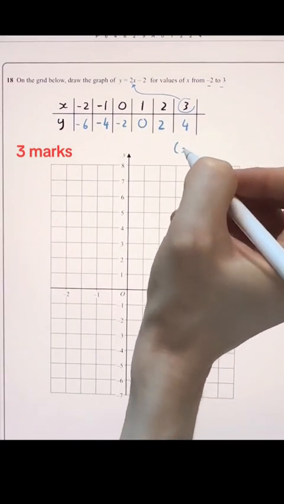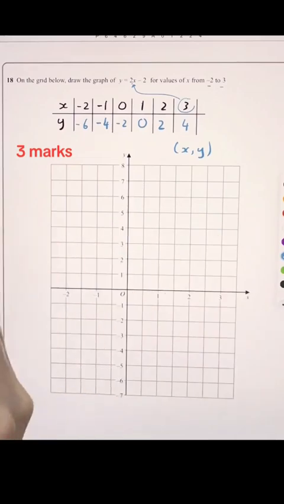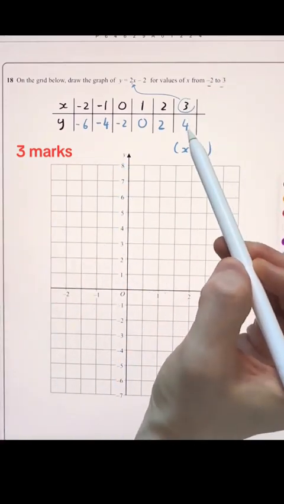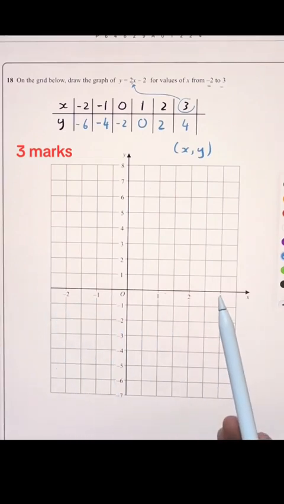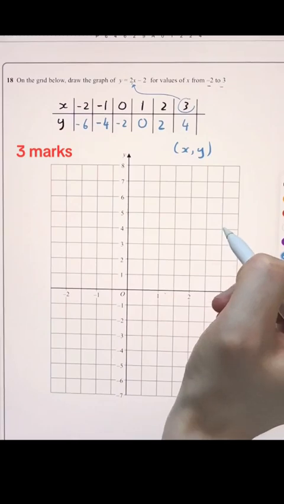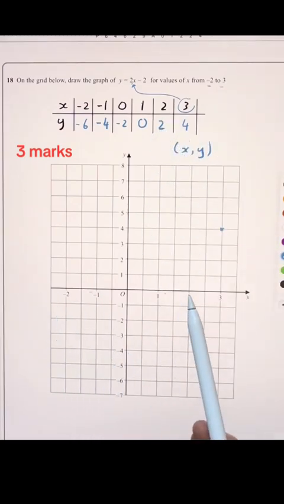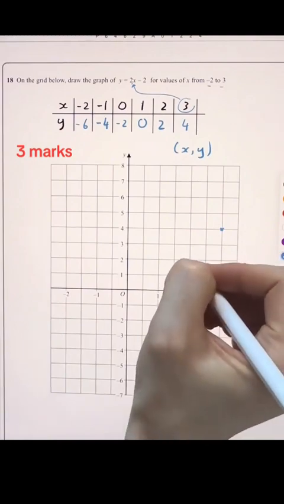We're now going to plot each coordinate. A coordinate is always given as x, y. We go along the corridor and up or down the stairs. So our first coordinate is 3, 4. We go along +3 in our x direction and up +4 in our y direction and put a little dainty cross. Our next coordinate is 2, up 2. So along 2 in our positive x direction and up +2 and put a little dainty cross.